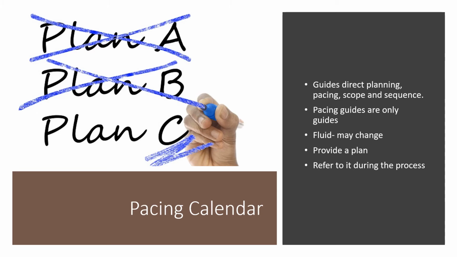Think, why do I need a pacing calendar? Well, you need to be sure that you have enough time to teach each unit. The guide directs planning, pacing, scope, and sequence. But remember that a pacing guide is only a guide. It may change. You may have a perfect plan and that doesn't work, so you go to another plan. As you think about curriculum development, you're going to realize that it's always fluid, always changing, especially year to year as your classes change. But this provides you a plan, and you need to refer to it during the process.